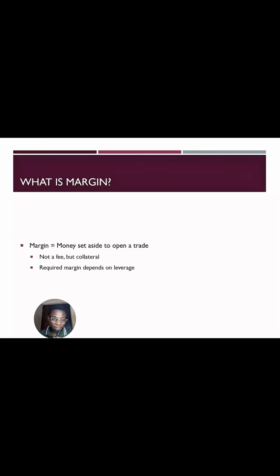Margin equals money set aside to open a trade. Margin is the money set aside to open a trade. It's not a fee, but it's like a collateral. The required margin depends on your leverage. So if you have a higher leverage, your margin will also be higher. Now that we understand margin, what is margin call?